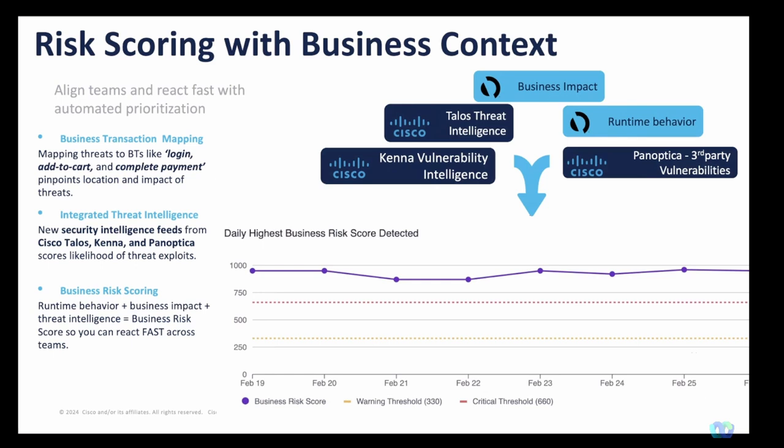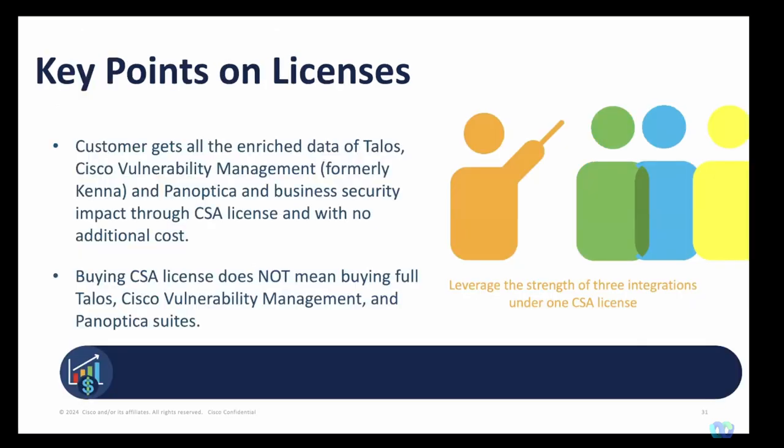All right, so given that I mentioned that there are three integrations, I just want to make something very clear. As part of this, you are of course paying for the license for CSA, but you're not paying for Talos, Kenna, or Panoptica, nor are you having to install or configure these three suites. You don't have to. You basically get the value from these integrations, which CSA has with these tools, surfaced through CSA to provide you a lot more value than what CSA alone would otherwise do.